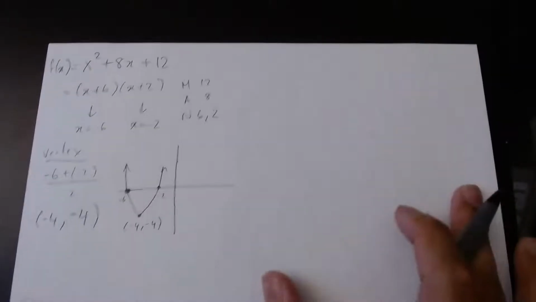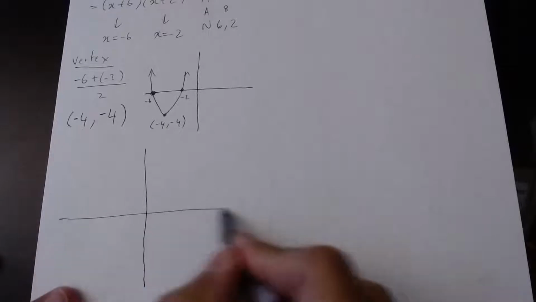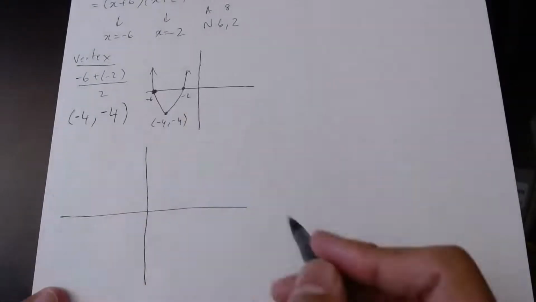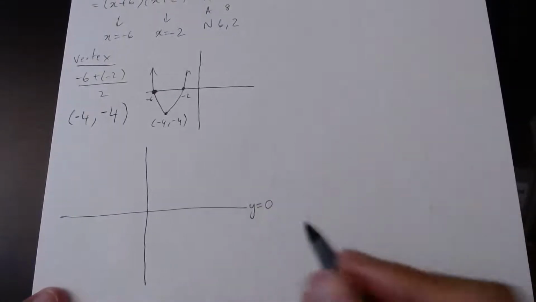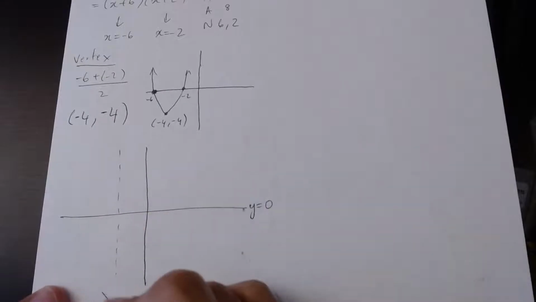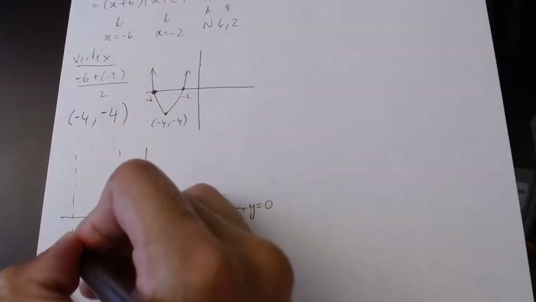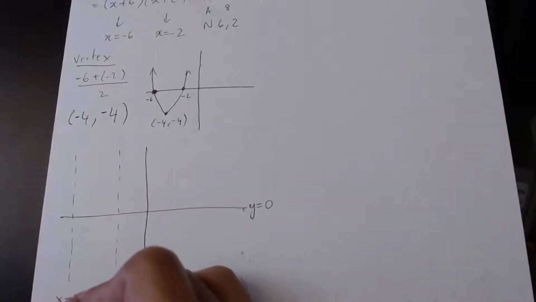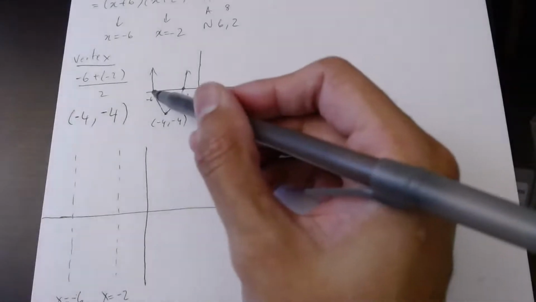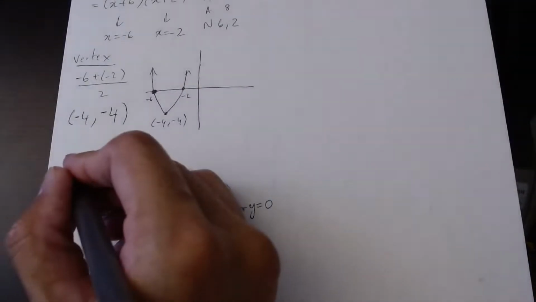Okay, now let me draw the reciprocal of this function. So when I'm drawing the reciprocal, I know I have asymptotes at my zeros. My horizontal asymptote is just going to be y equals 0, and my vertical asymptotes are x equals -2 and x equals -6. Now, if I look at the left side of this zero, the parabola is above the axis.